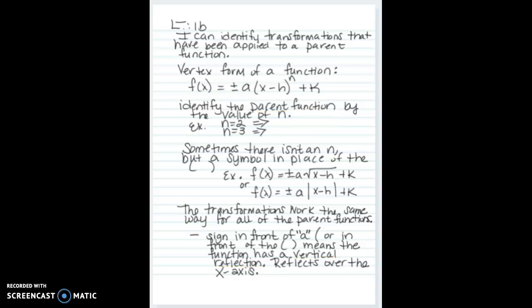In Learning Target 1B, I can identify transformations that have been applied to a parent function. We're going to start with the vertex form of a function. The vertex form is given as f of x equals positive or negative a times the quantity x minus h to the nth power plus k. First thing we want to do is identify the parent function by the value of n.